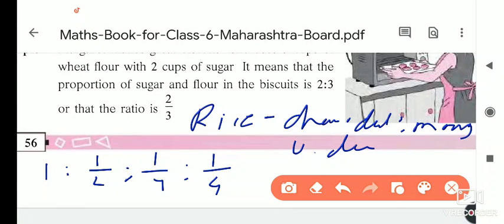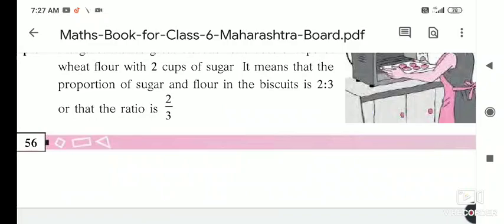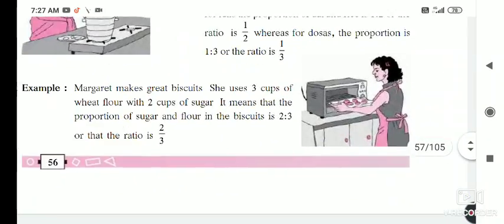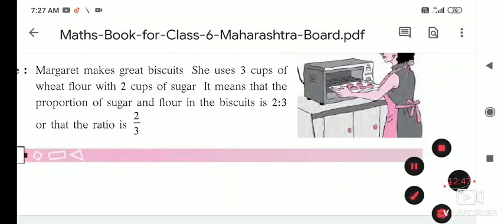So how to read this? 1 is to 1 upon 2, is to 1 upon 4, is to 1 upon 4. So this is the proportion of the chakli. If you discuss with your mother, she will tell you what proportion she uses for making tasty and crispy chaklis.